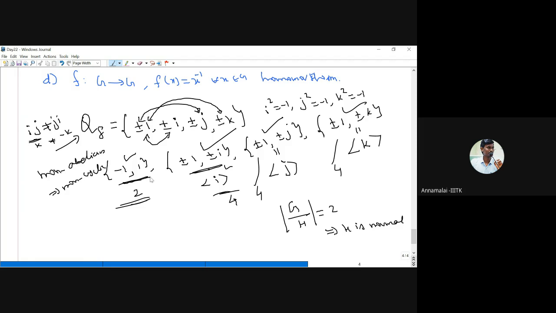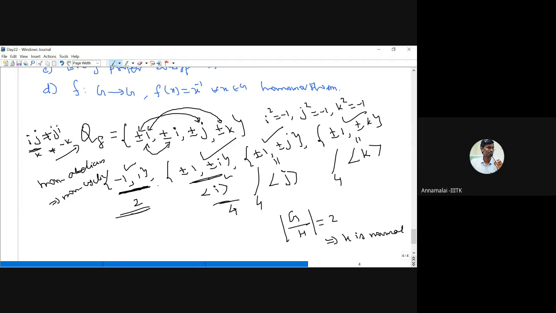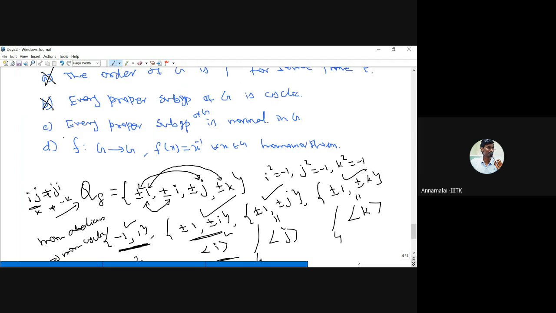Only thing we have to check is whether this is normal or not. Okay, so clearly this is normal. You can easily check that. So therefore every proper subgroup is normal, but the group is not abelian. Therefore, from this condition, we cannot say G is abelian.